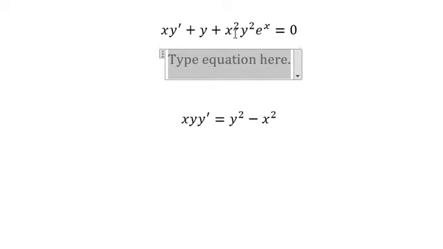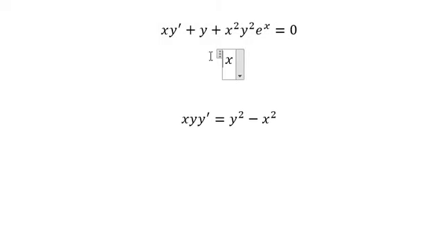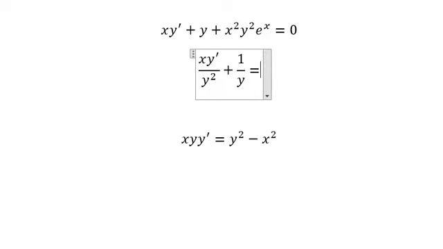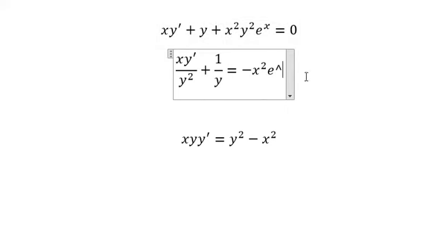First, we divide both sides by y to the power of 2. This one, you will get 1 over y. After we divide, we move this one to the right. That should be negative s squared e to the power of s.